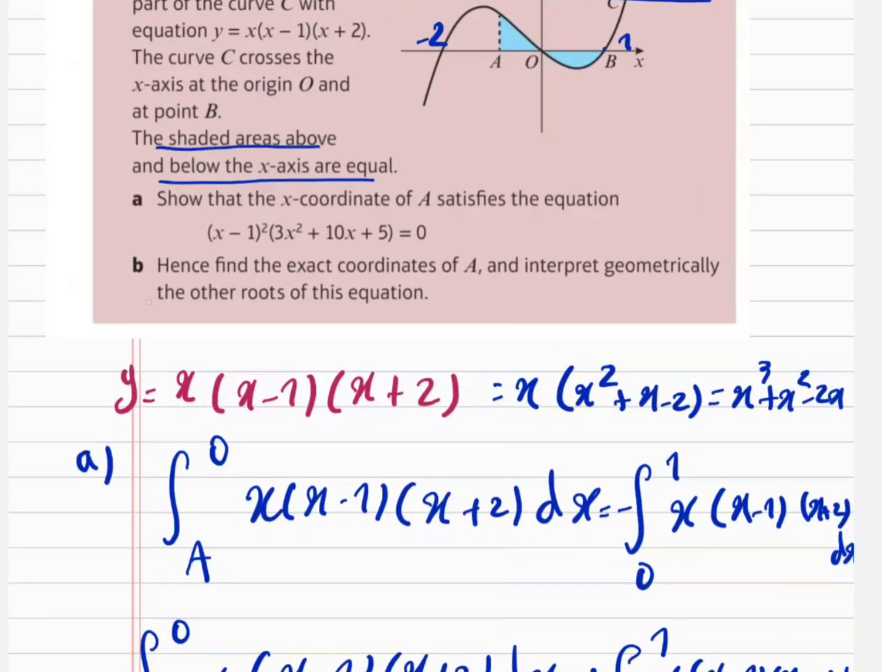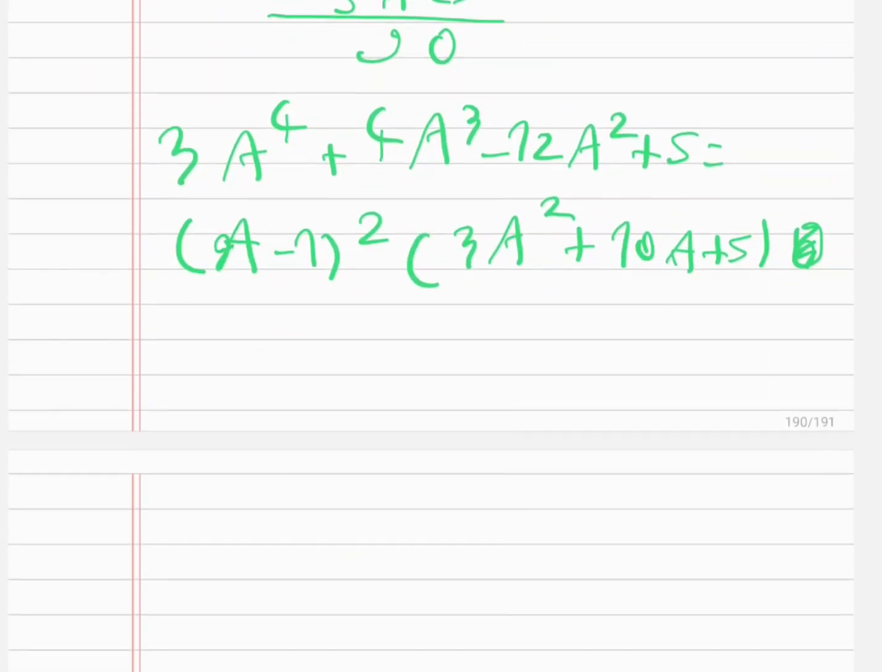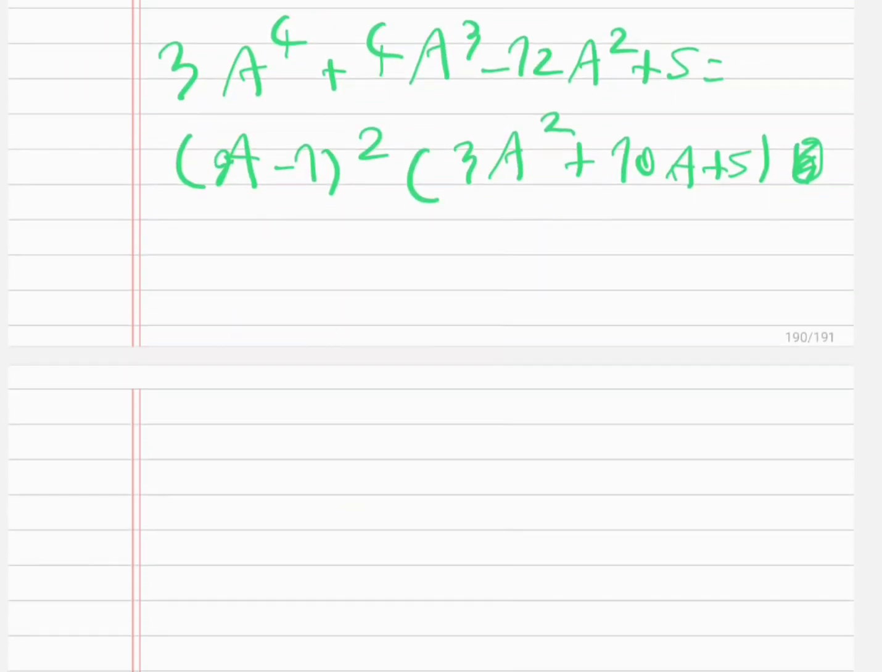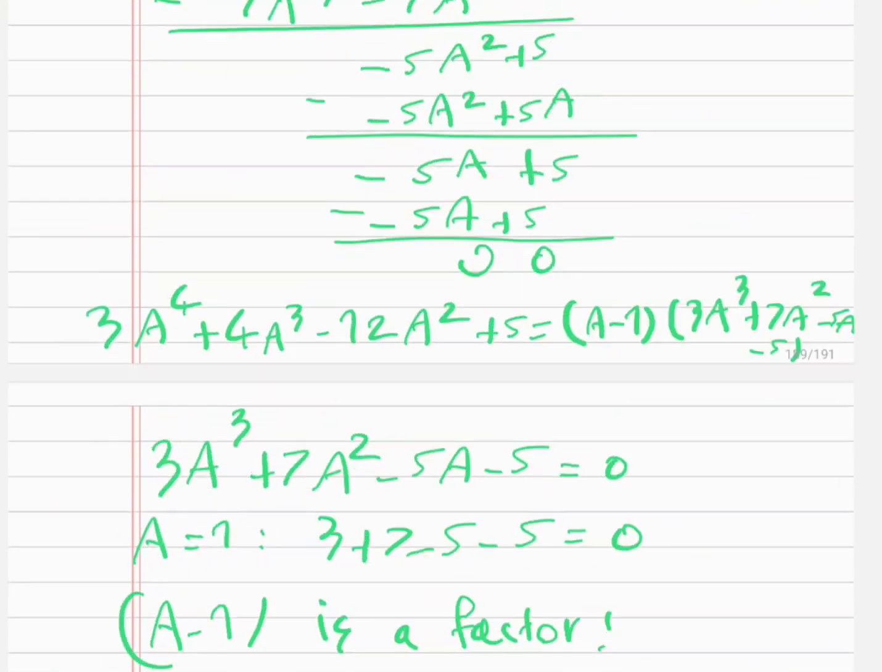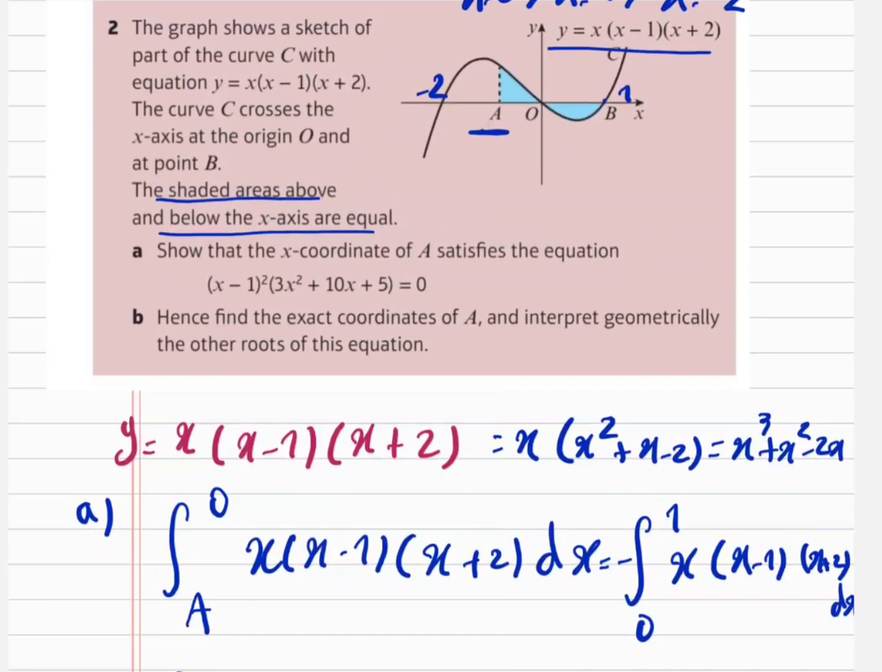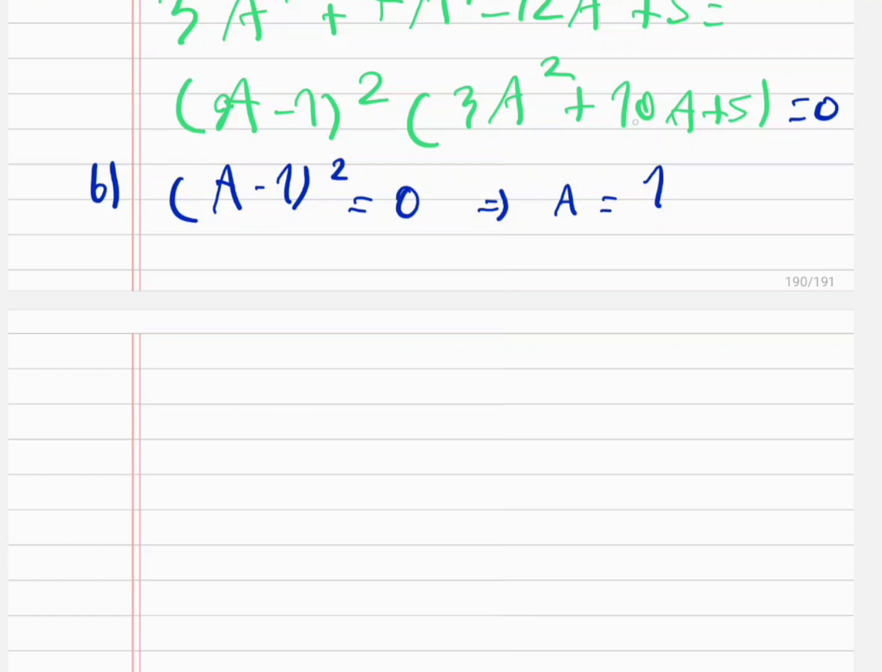Now, in part B, we want to find the exact coordinates of point A, which is here, and interpret geometrically the other roots of the equation. In order to find the coordinates of A, we just need to solve this equation. So we set this equation equal to 0. One of the solutions is (a minus 1) to the power of 2 equal to 0, which basically means a is equal to 1. But the problem is that in this curve, a is obviously a negative value, so it can't be 1.